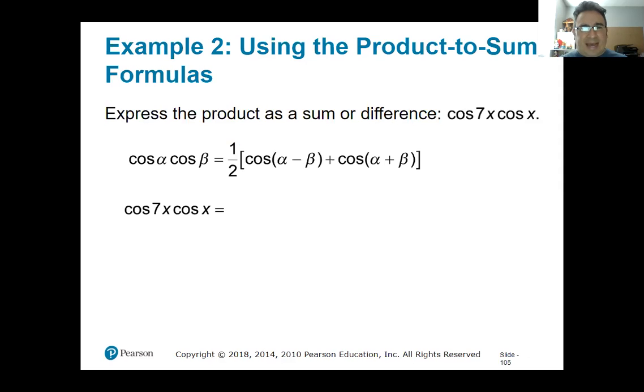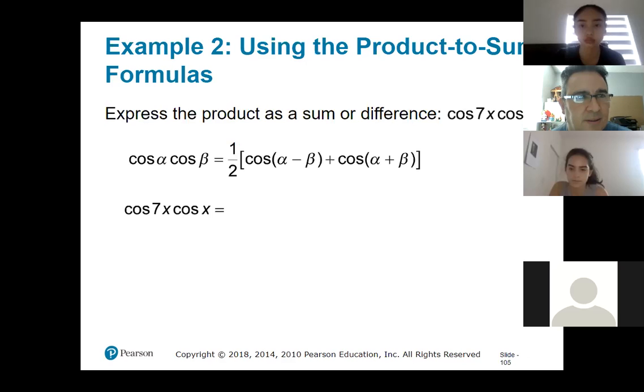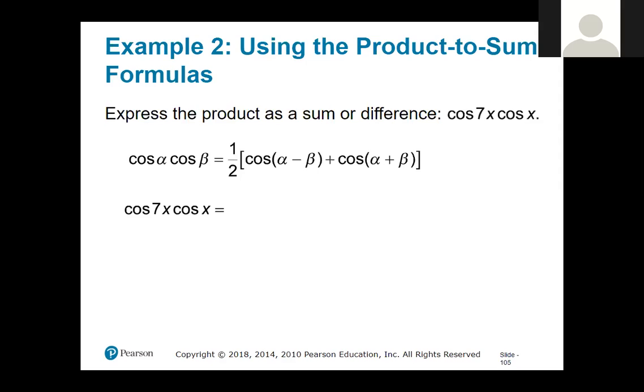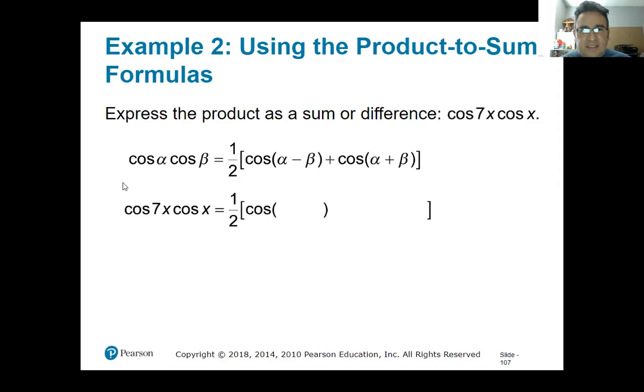What is my alpha in this case? Martin, what is my alpha? One half brackets cosine 7x minus x plus cosine 7x plus x. Very good. So alpha is 7x. Good job, Martin. And beta is x. So Martin jumped a little bit ahead. This is going to be 7x minus x, and the other one's going to be cosine of 7x plus x.